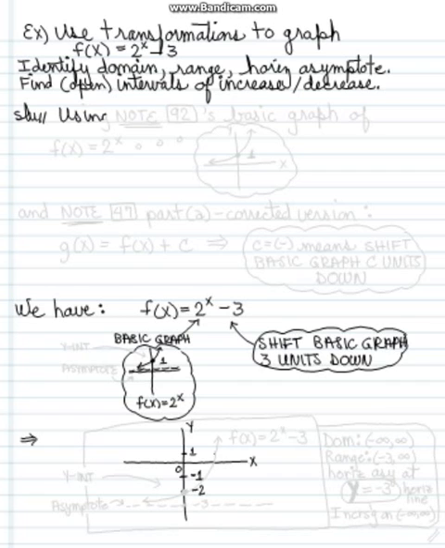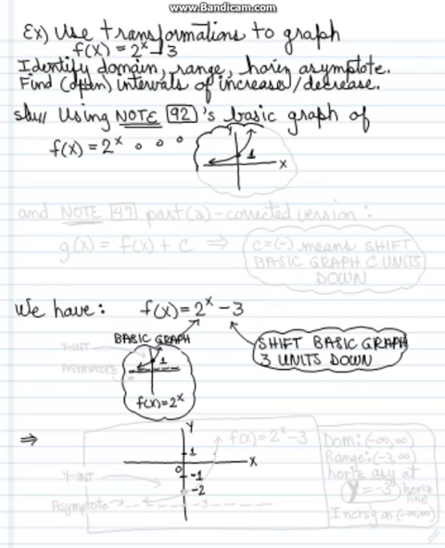We're going to be using note number 92, where we list basic graphs of the exponential function. And for that note, number 92, we have the precise basic function f of x equals 2 to the x. And it looks like this. It has the y-intercept at (0, 1). That's x, y equals (0, 1). It passes through that, and it's asymptotic to the x-axis. That's the equation y equals 0. That's the equation for the x-axis.